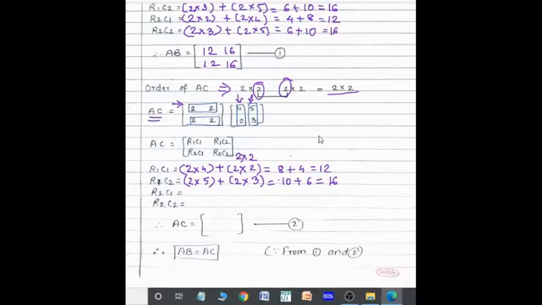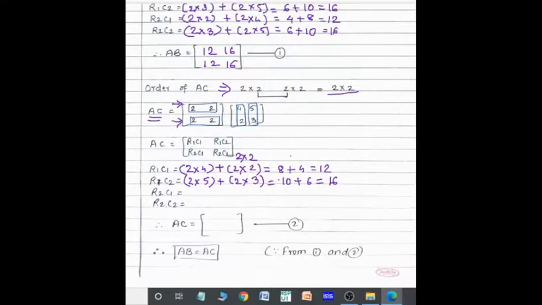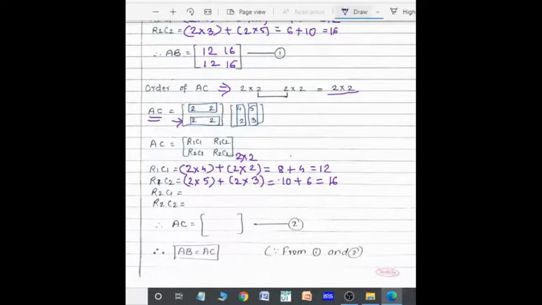Next is R2C1. For this R2C1, we are going to multiply the second row and first column. So 2 into 4 plus 2 into 2. So that is 8 plus 4 is 12.